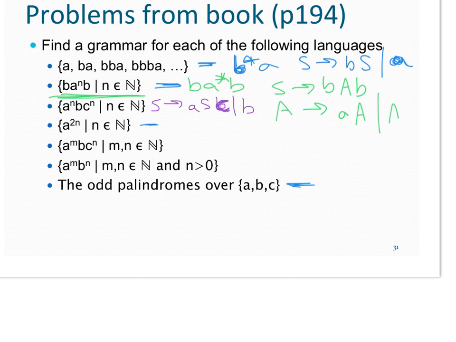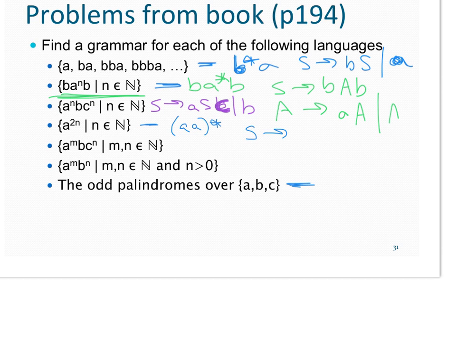All right. Let's do this next one here. A to the 2N, N is an N. So we have to always add pairs of A's. So we can have 0 A's, 2 A's, 4 A's, and so on. So this is actually the regular expression AA star, right? And again, relatively straightforward.